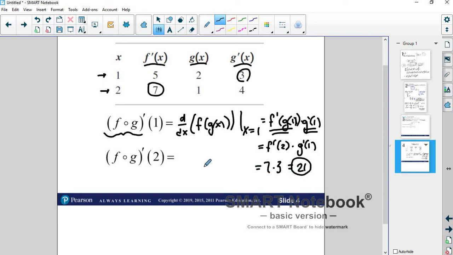Okay, so you should be able to do this type of process with a tabularly defined function or a graphically defined function. Why don't you try this guy, the derivative of f of g at 2 now. The only difference here is that I'm changing from x equal 1 to x equal 2. See if you can figure that out.